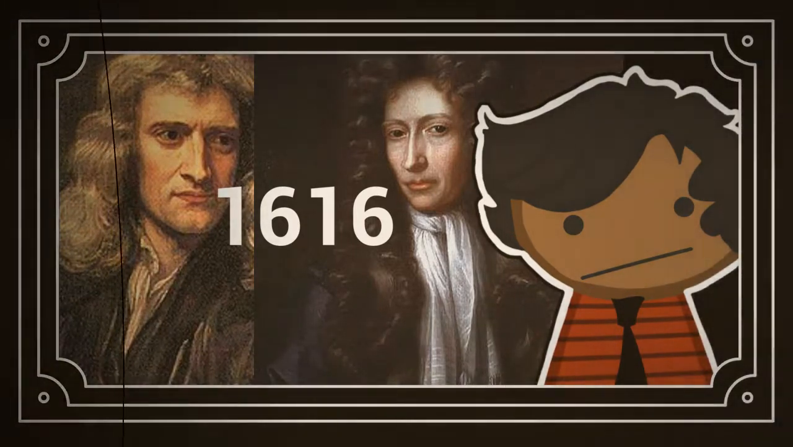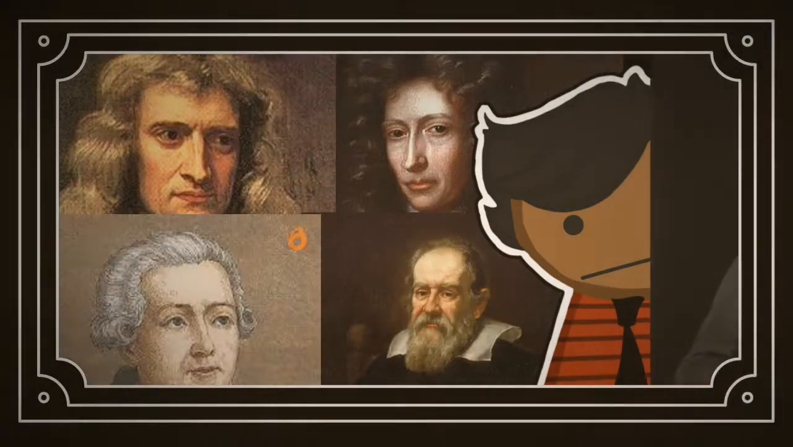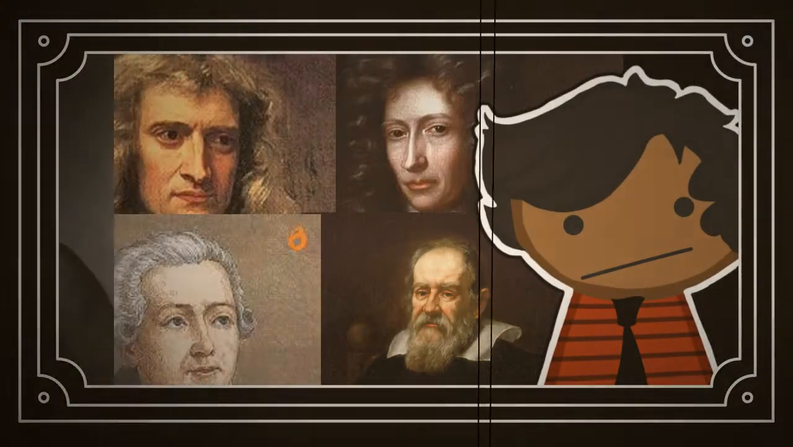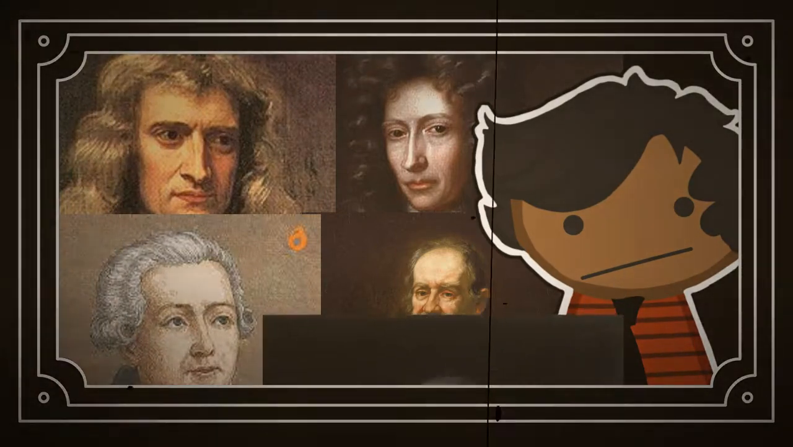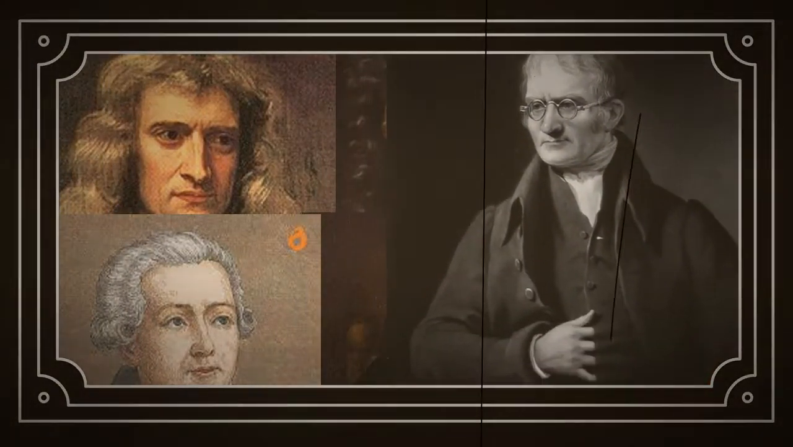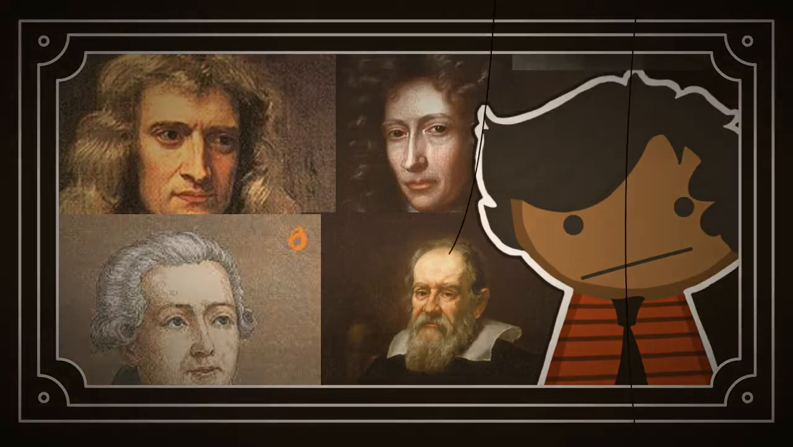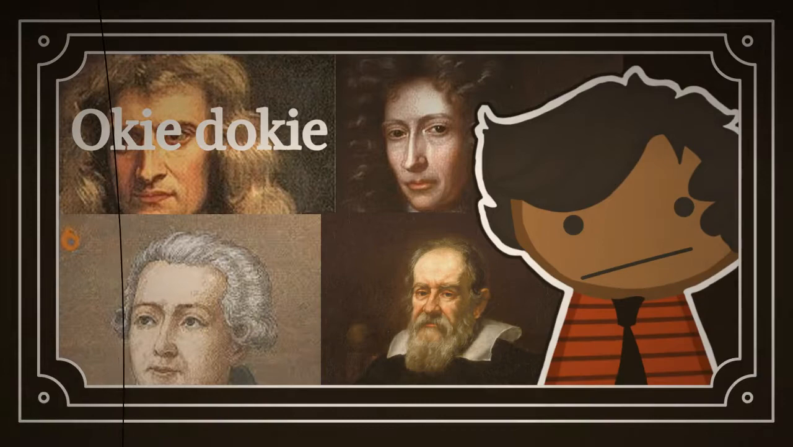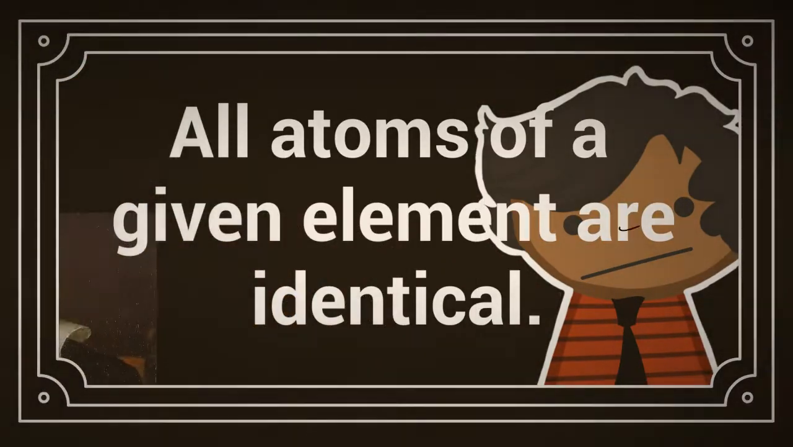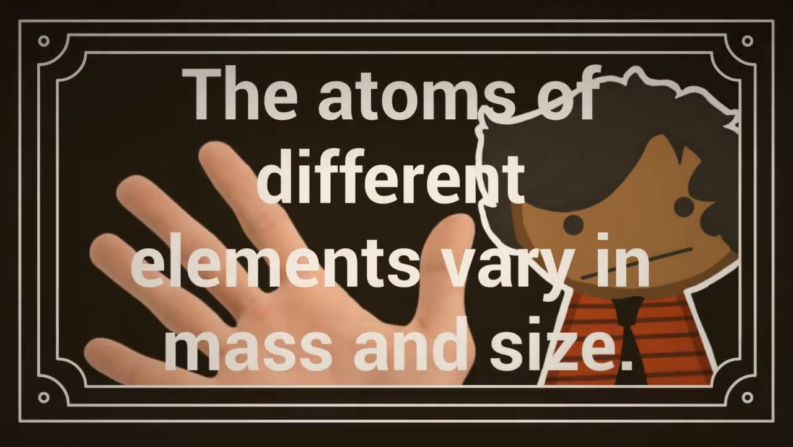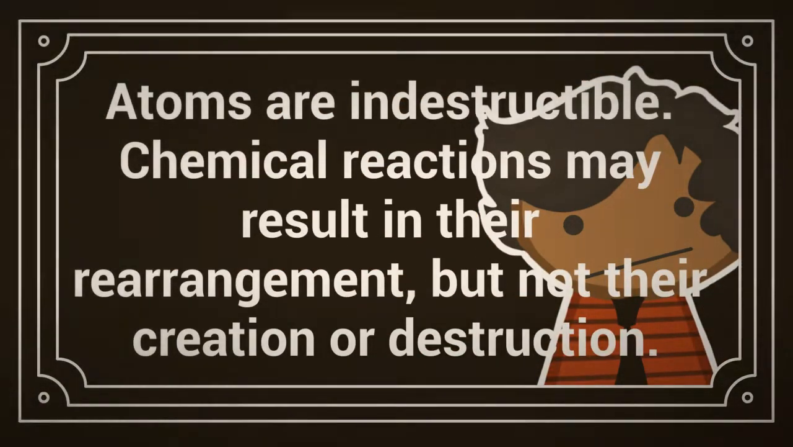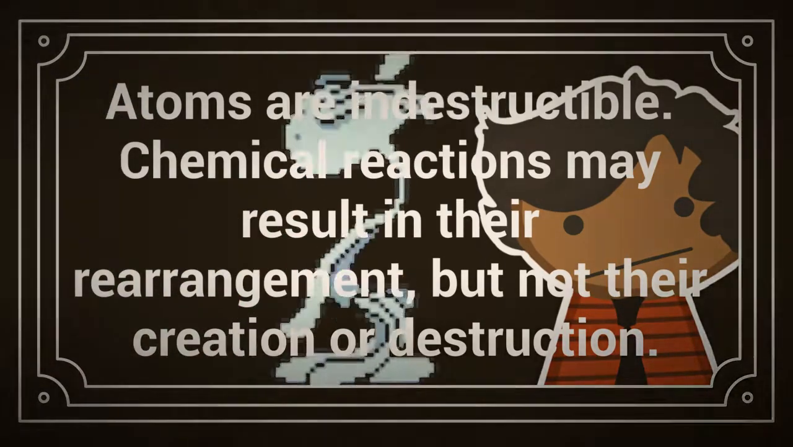However, the English chemist and meteorologist John Dalton is credited with the first modern atomic theory, as explained in his New System of Chemical Philosophy. Dalton's experiments with gases led to some of the earliest measurements of atomic masses and the concept of atomic structure and reactants. Dalton's atomic theory contained the following ideas. All atoms of a given element are identical. The atoms of different elements vary in mass and size. Atoms are indestructible. Chemical reactions may result in their rearrangement, not their creation or destruction.